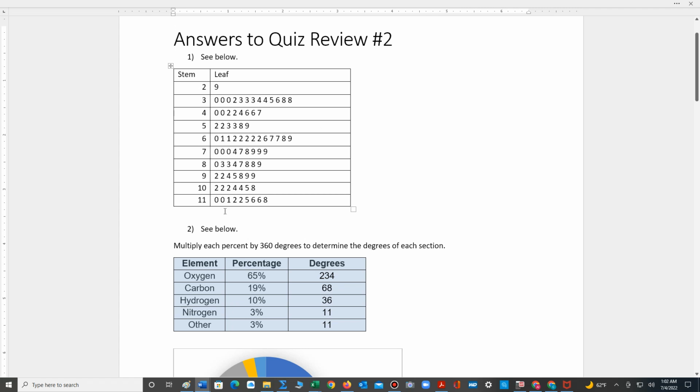So here is the answer, number 1. And then from there you can look for patterns depending on what you're searching for. In this case, you could see that the modal class would be stem 3 because it has the most numbers in that group.